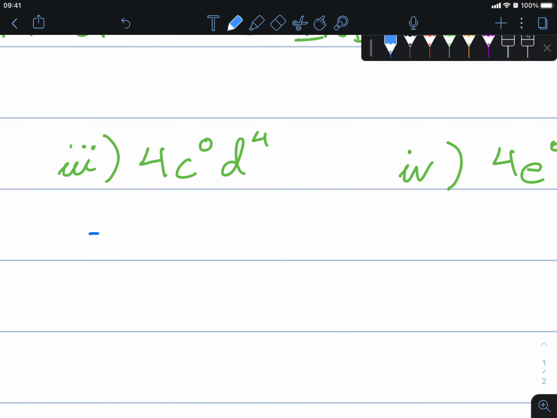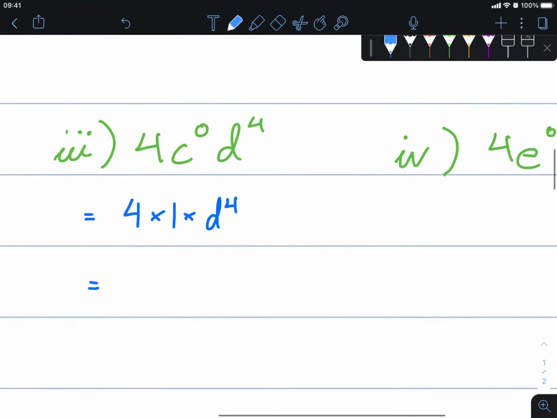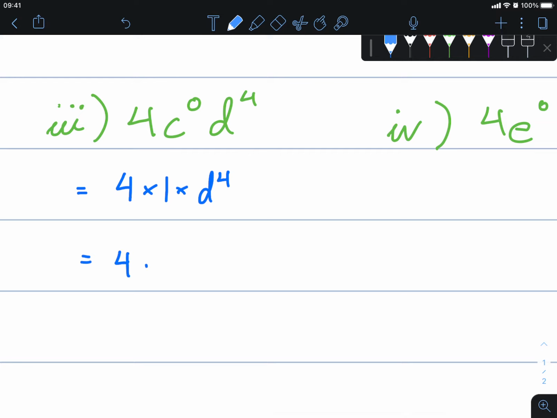Likewise for this, the emphasis I'm trying to make is that the index belongs specifically to the term it's closest to. So c becomes 1. So this becomes 4 times 1 times d to the power of 4, which we can simplify just as 4d to the power of 4.